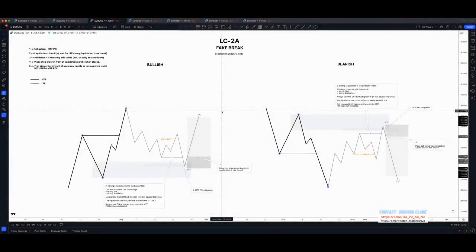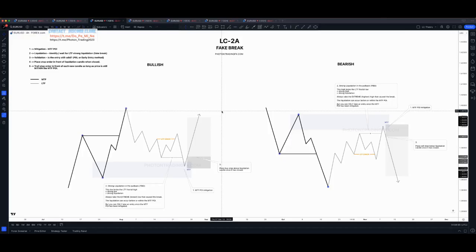Alrighty, so you are finally ready to look at our first entry model. Hopefully by now I've done a good enough job of drilling into your heads that this is almost the very last thing we look at when we are on our charts. All of the hard work should already be done before you're even looking at your lower time frame.